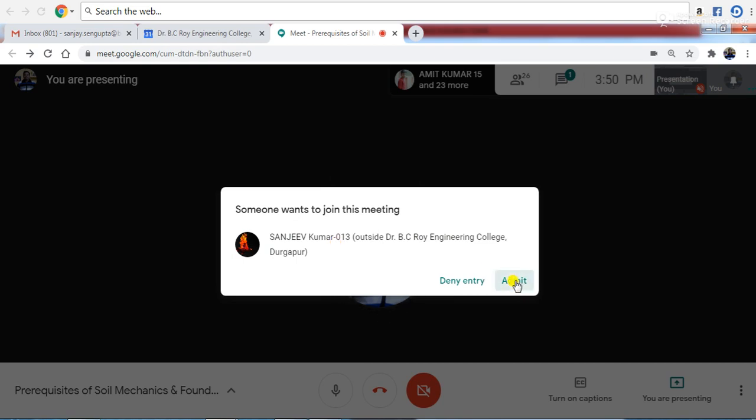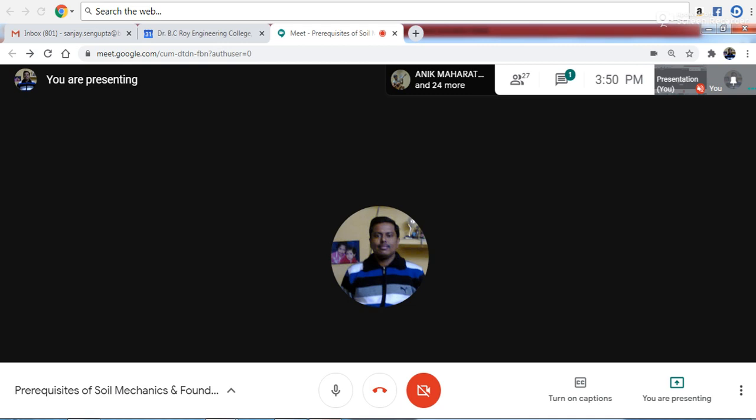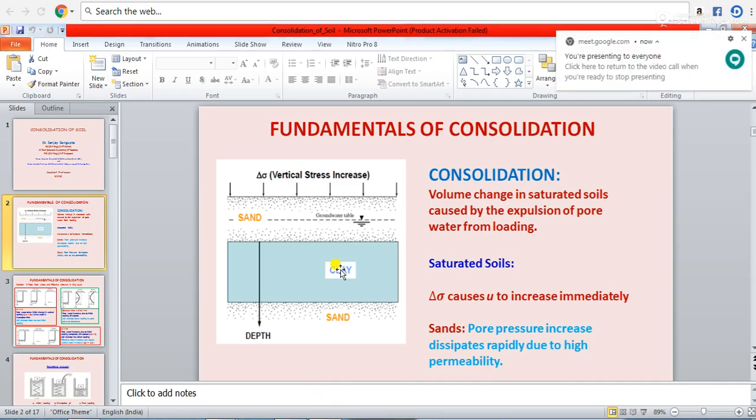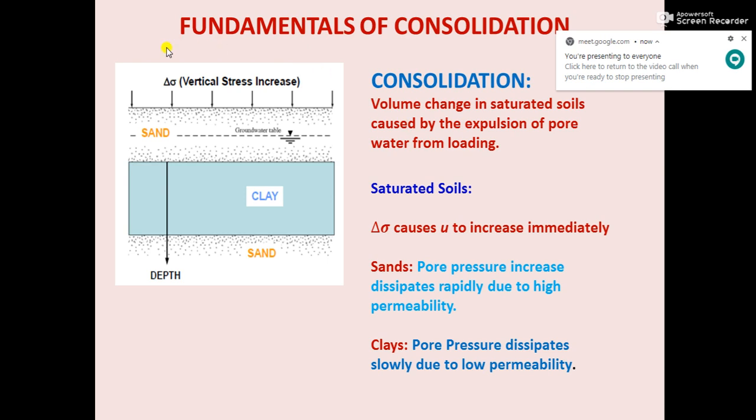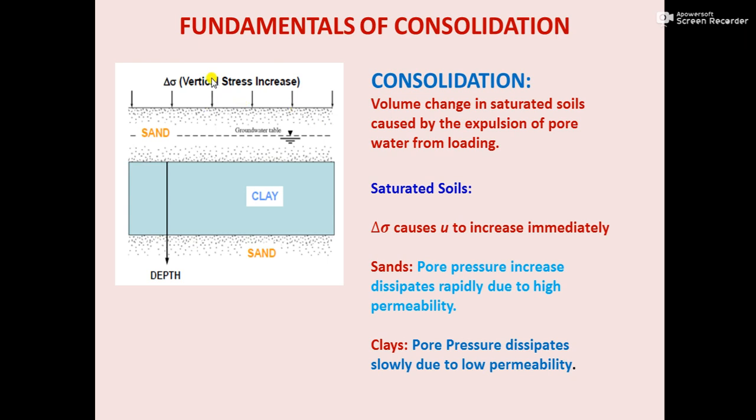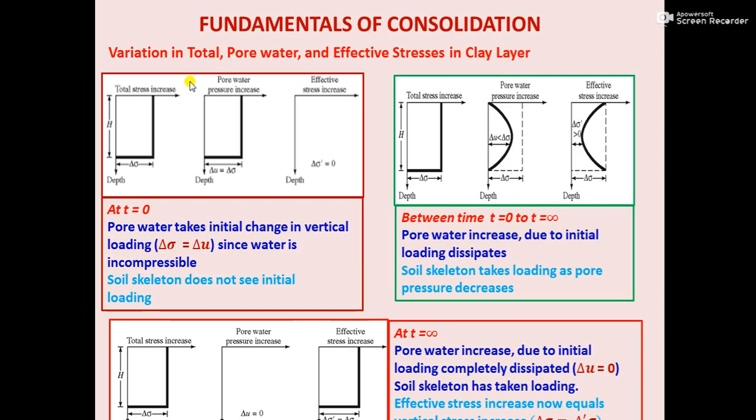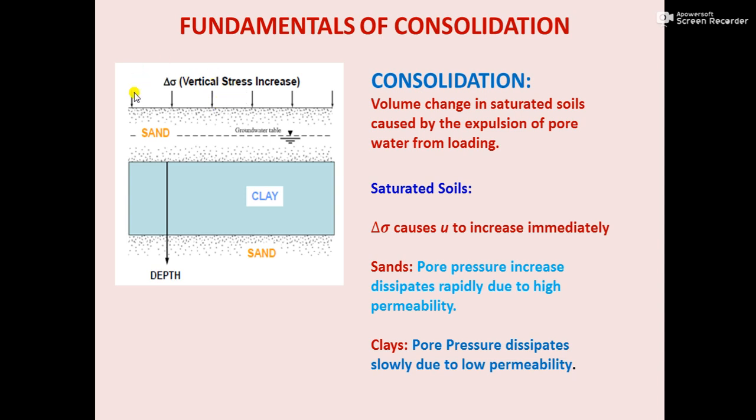Yes, sir. So let us try to understand this diagram now. What does this diagram say? It's very simple. This diagram says that there is a delta sigma. Delta sigma means the vertical stress. Delta sigma means increase in vertical stress.